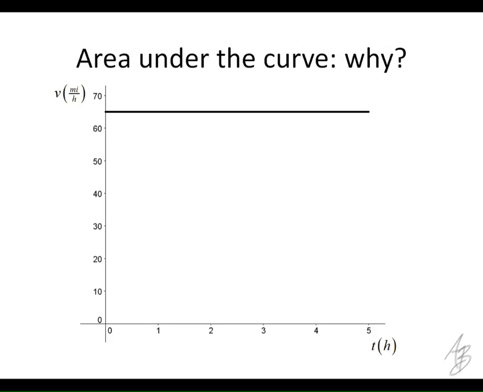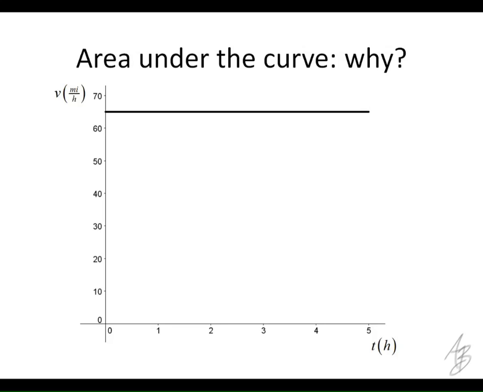Anything? 65 miles an hour. Okay, it's driving at a constant speed of 65 miles an hour the whole time. Okay, I agree with that. That's really the only thing this graph tells us directly. From t equals 0 hours to 5 hours, it's driving 65 miles an hour the whole time.